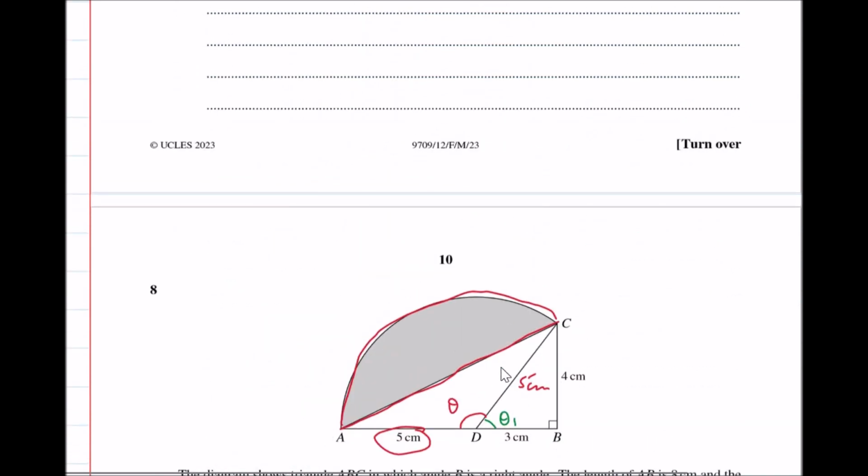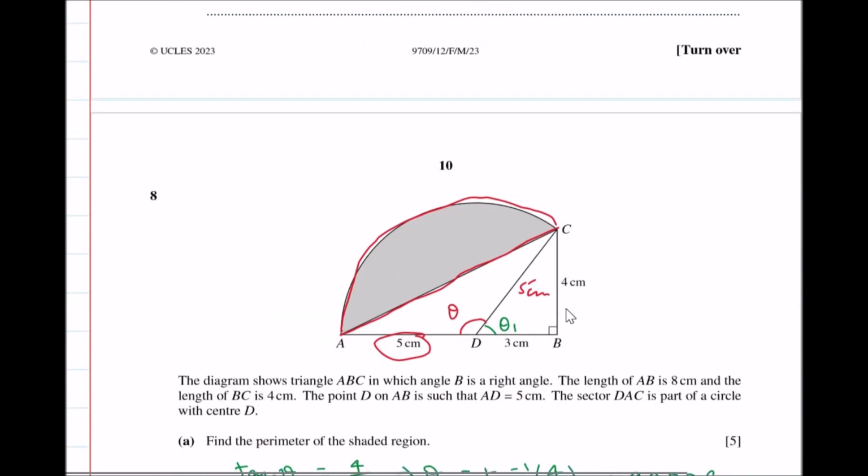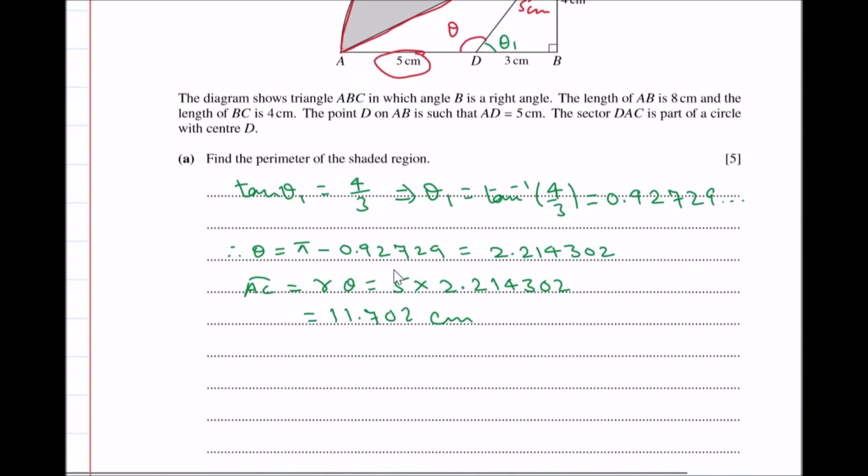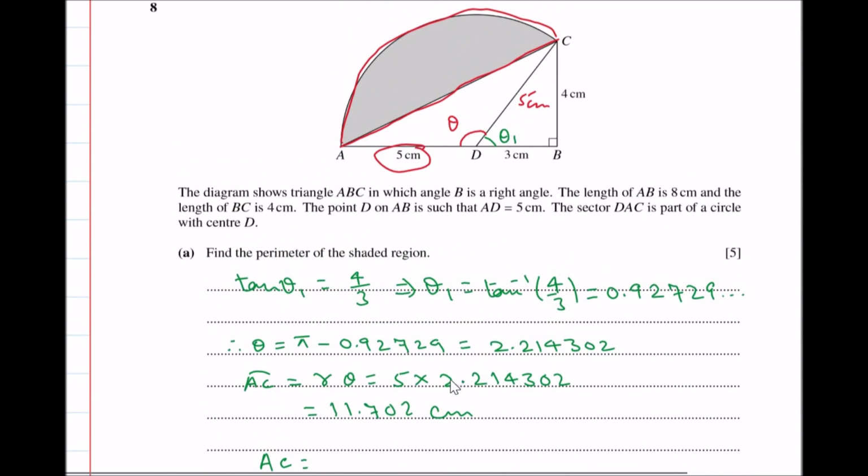Now we need this AC, diagonal AC of the right angle triangle. So side AC, how to find? We can apply the Pythagoras theorem. AC is root under 8 square plus 4 square, that is equal to 8.94 centimeter. Okay.